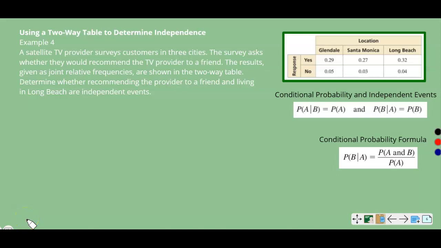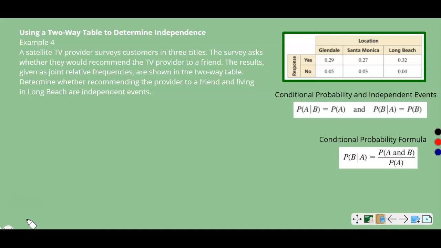Independent and dependent events, part 3. All right, example 4, using a two-way table to determine independence. A satellite TV provider surveys customers in 3 cities. The survey asks whether they would recommend the TV provider to a friend. The results, given as joint relative frequencies, are shown in the two-way table. Determine whether recommending the provider to a friend and living in Long Beach are independent.